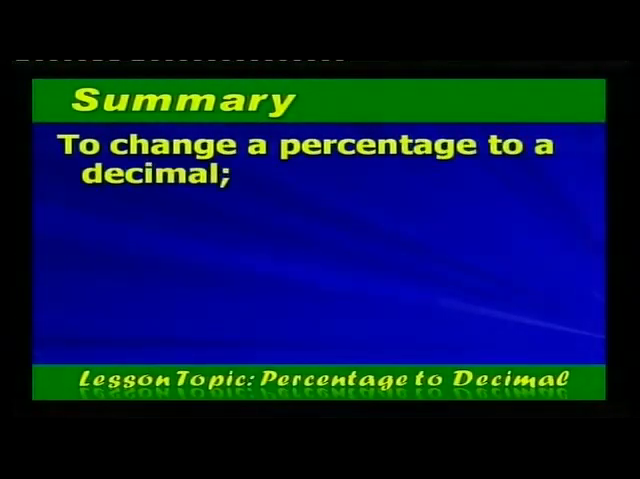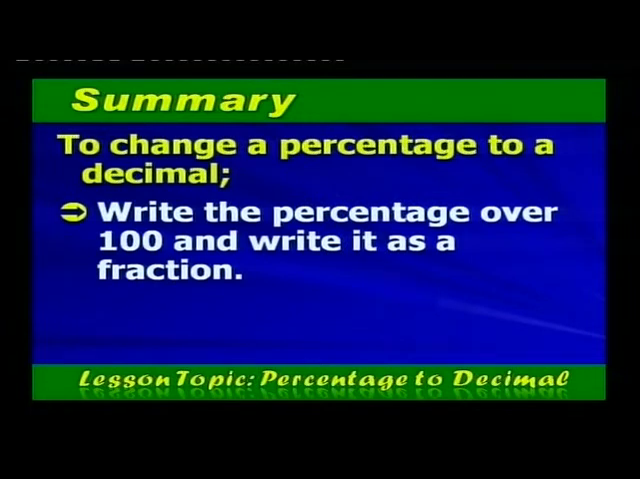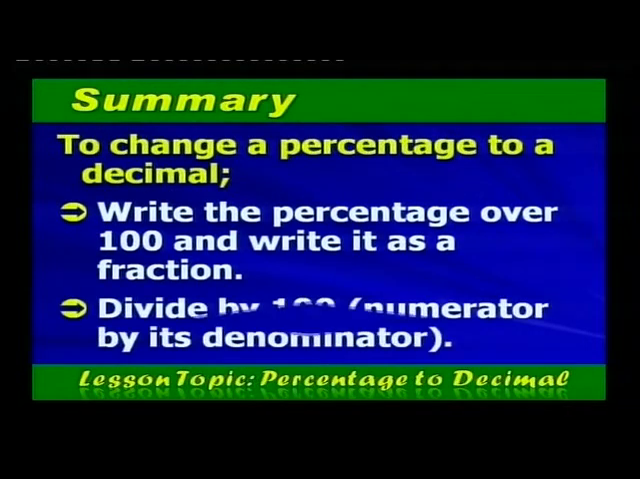We will now go on to our summary point for today. Our summary point is now on the PowerPoint. To change a percentage to a decimal, write the percentage over 100 and write it as a fraction. Make sure that it's in a fraction form. And the second bullet point, divide by 100. That is to do with the numerator, dividing the numerator by its denominator. Quickly copy those 2 summary points into your books.